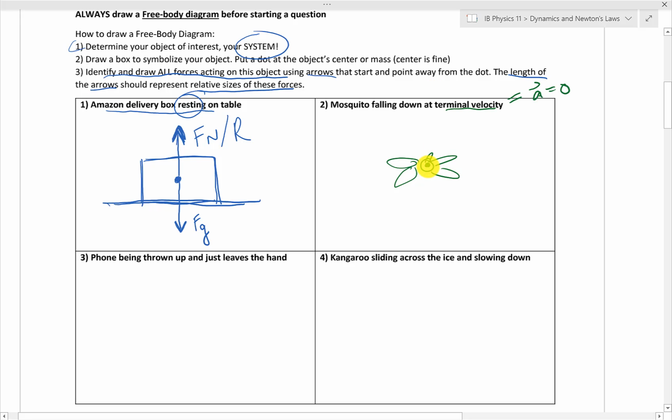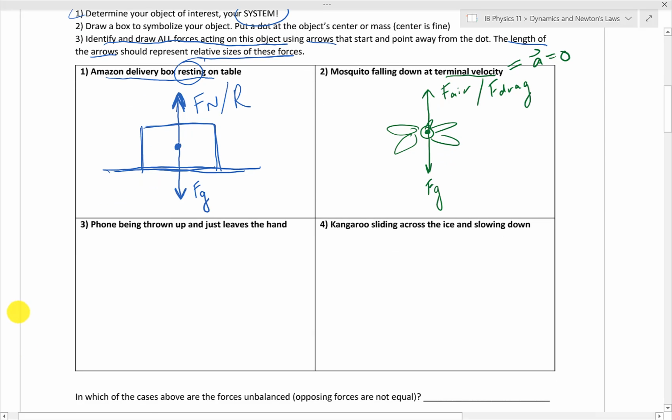When you're falling at terminal velocity, this is when the force of gravity acting on you is balanced by the force due to air resistance or drag forces acting on you, so that you are no longer accelerating downwards, okay? You're falling at a constant velocity. So that's your terminal velocity. These two forces balance. In fact, I can just put two arrows, and notice my two arrows are roughly equal in length. Okay, next up we have a phone being thrown up as it just leaves the hand.